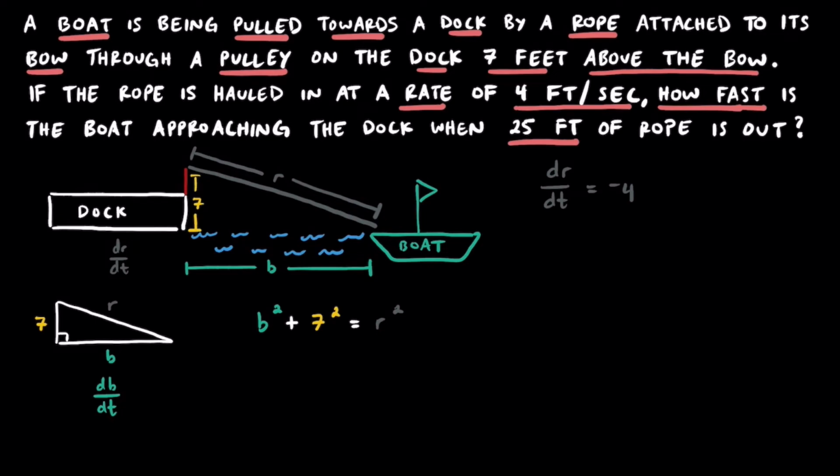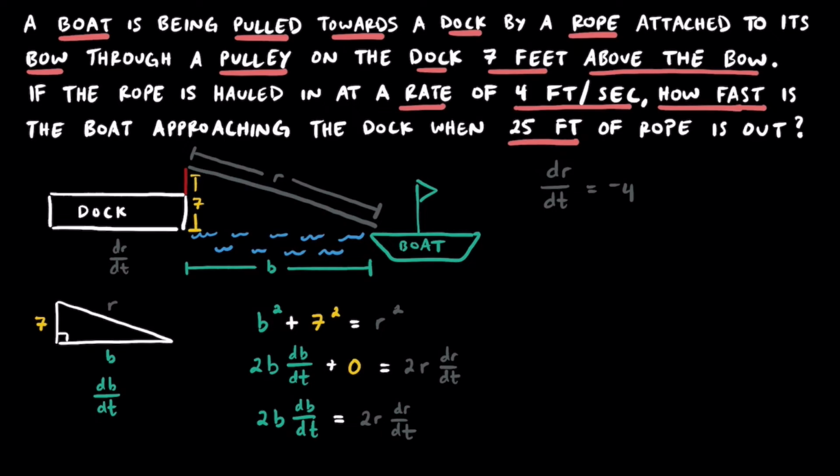Now going ahead and taking the derivative of this equation, we can then write the derivative of this b squared is going to be 2b times db dt. The derivative of this 7 squared, which is a constant, is just 0. And then the derivative of this r squared is going to be 2r times dr dt. Dropping the 0 and simplifying this a bit, we can say that this is going to be 2b times db dt. And we can say this is equal to the 2r times dr dt.